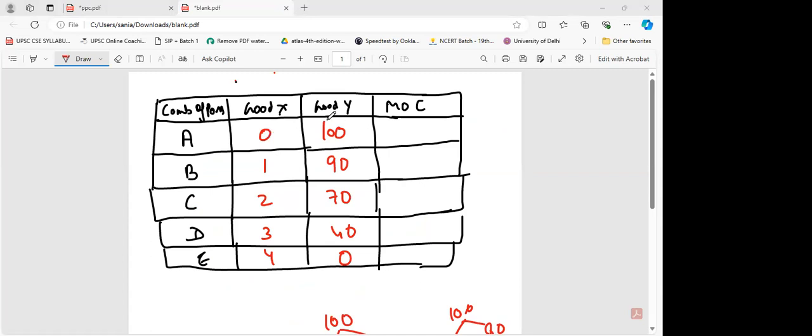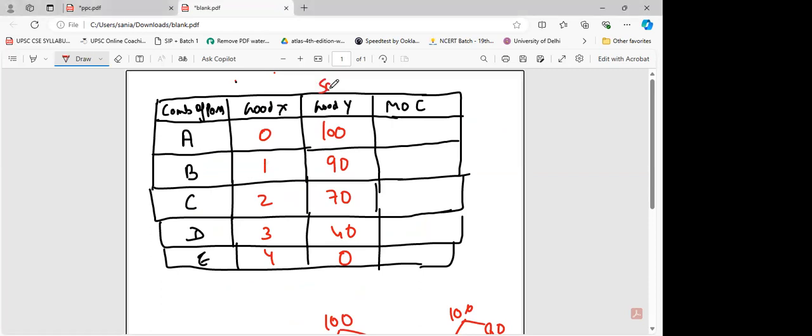So over here, good X, earlier you were not producing good X, you were only producing good Y. Now you increased 1, 2, 3, 4, and automatically good Y came down. Now you have to find MOC, how much of the good you are sacrificing. You are sacrificing good Y to produce good X, right? This good has been sacrificed. So you have to check how much you are sacrificing in order to get this good X.